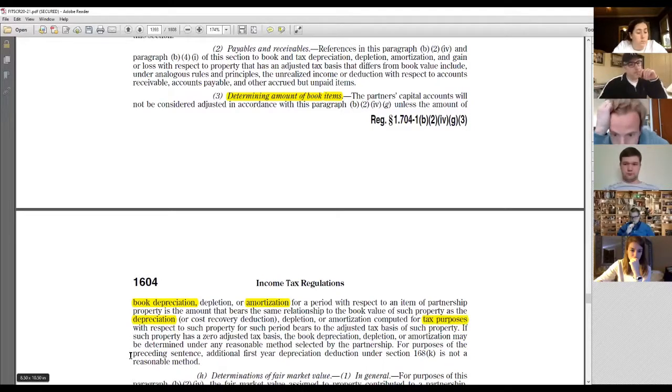So again, that's a long-winded way of basically saying that the book depreciation is going to be depreciated at the same rate as the tax depreciation.